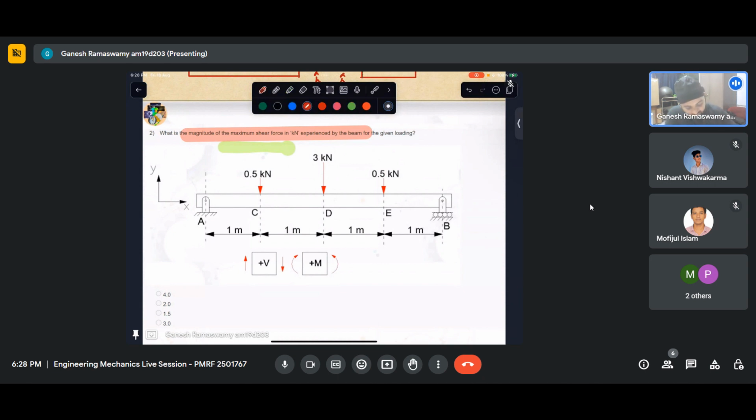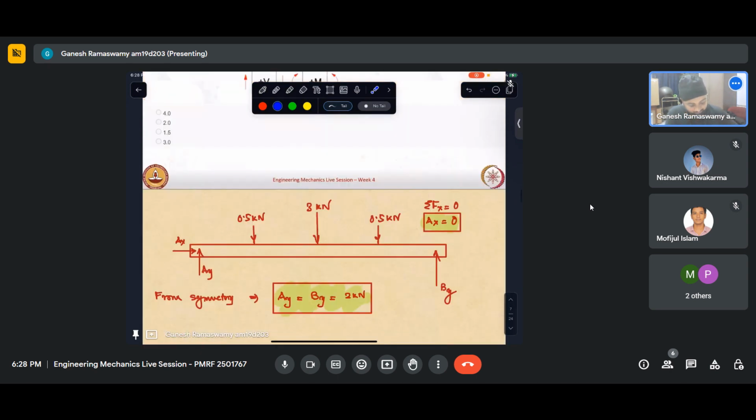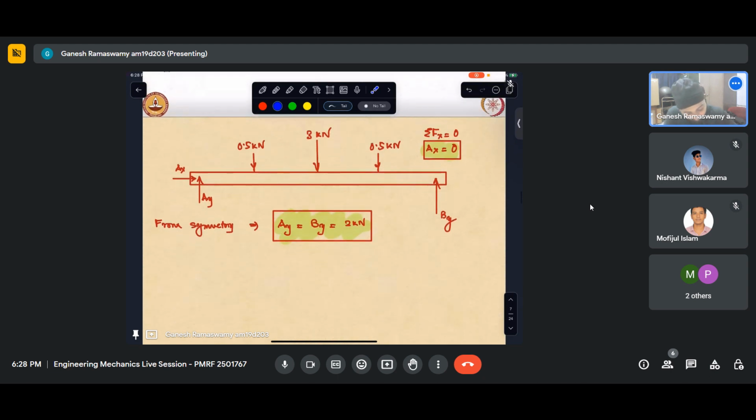Now here I have been given the XY coordinate system. So I will set my origin at this point for this beam. Let me take this to be the X direction and this the Y direction.